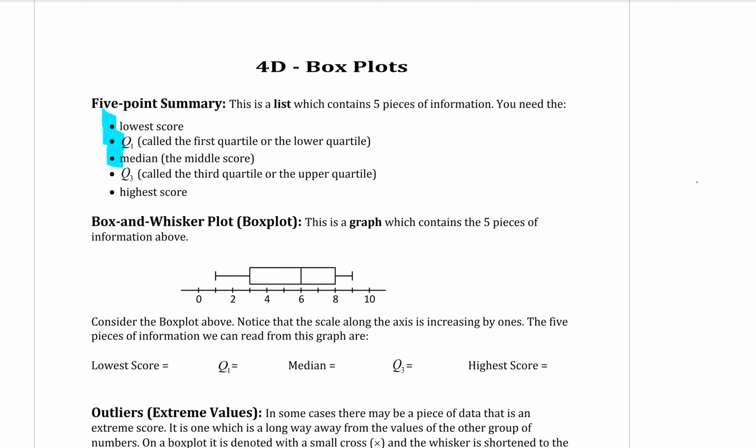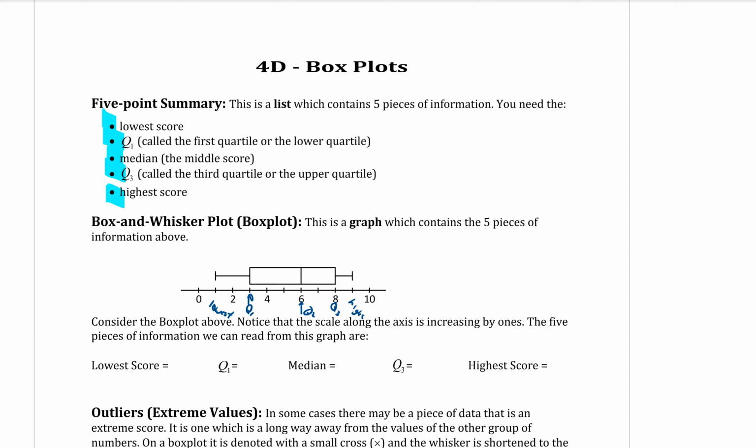The first thing I always do when drawing one is draw 5 vertical lines, one for each of those numbers. So this is the lowest score. This line is your Q1, your Q2, that's a bit messy, sorry, Q2 in there for the median. This one's your Q3, and then our highest score. And that's actually what it asks us to do underneath.